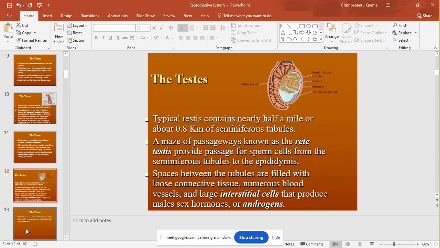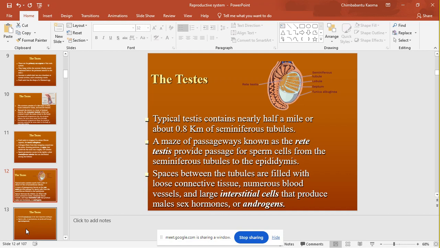So these tightly coiled seminiferous tubules, if you were to connect the seminiferous tubules in one particular testis, can go as far as a kilometer, apparently, or roughly about 0.8 kilometers, almost about a kilometer.